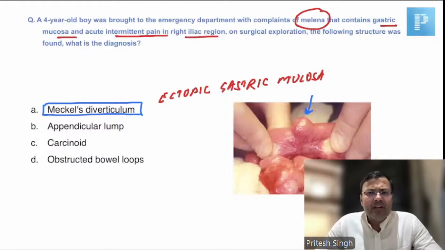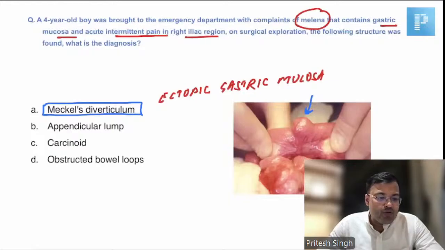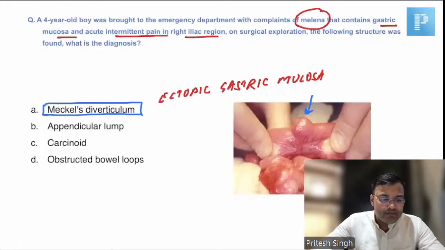You know that sometimes whenever there is inflammation of Meckel's diverticulum, it leads to diverticulitis. And it mimics what? It mimics acute appendicitis. Clear? So here you can see that's why there is pain in the right iliac fossa. Next.